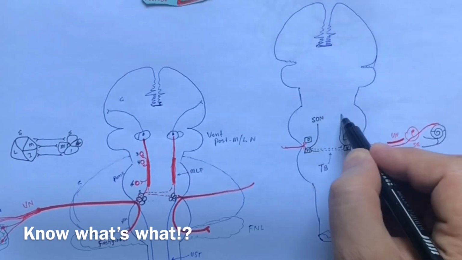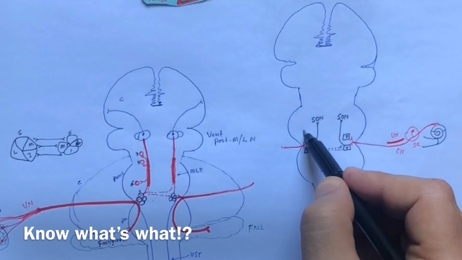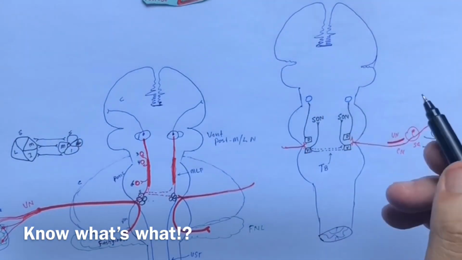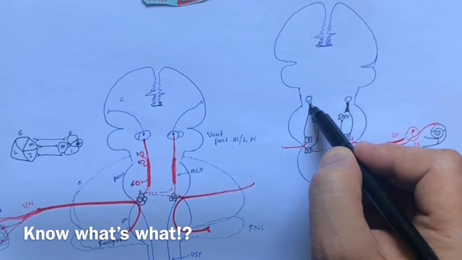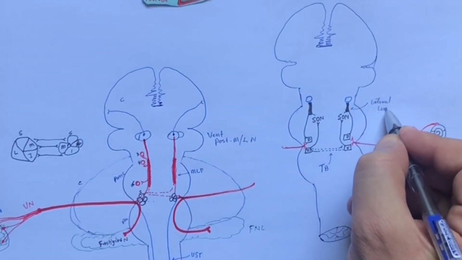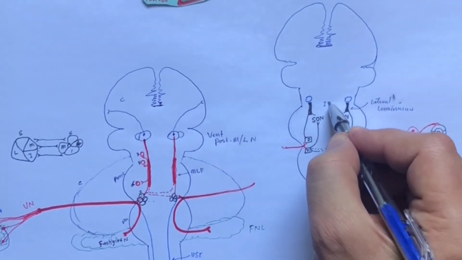Now the fibers from the ventral nuclei will go up to terminate in the superior olivary nucleus. And the fibers from the superior olivary nucleus and the dorsal nucleus together will terminate in the inferior colliculi, and now they will make a tract, and this tract is called the lateral lemniscus. Now from the inferior colliculi, the fibers will go up to the medial geniculate body.